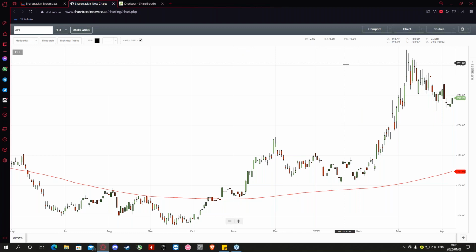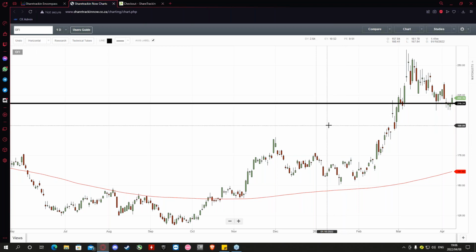So that would be the line which it had to break through. So 218 Rand and 25 cents would be roundabout there. Okay, so that's more or less the place where the share had to break through, and that's basically where the share broke through. So the price grew, broke through the line, and went up. Now it did fall again, but it's basically on top of that resistance line currently.